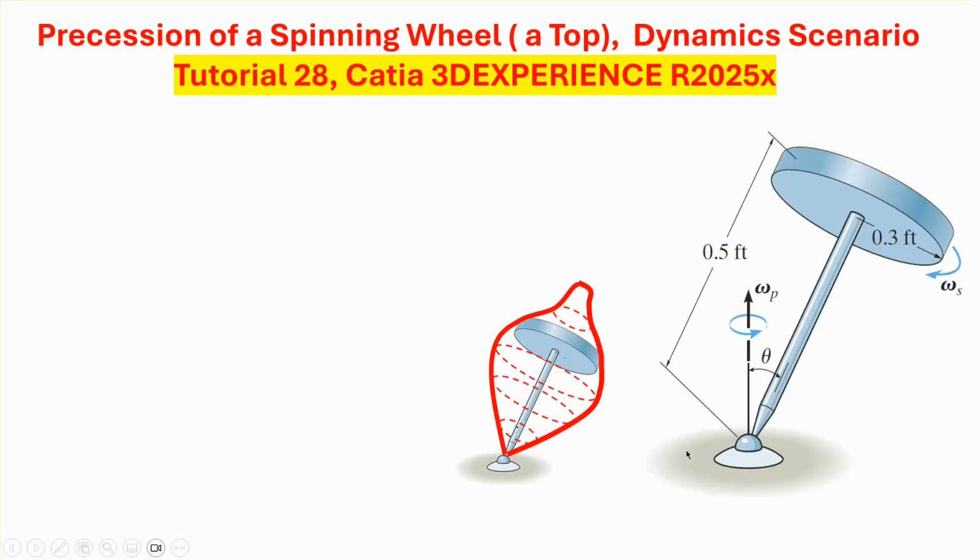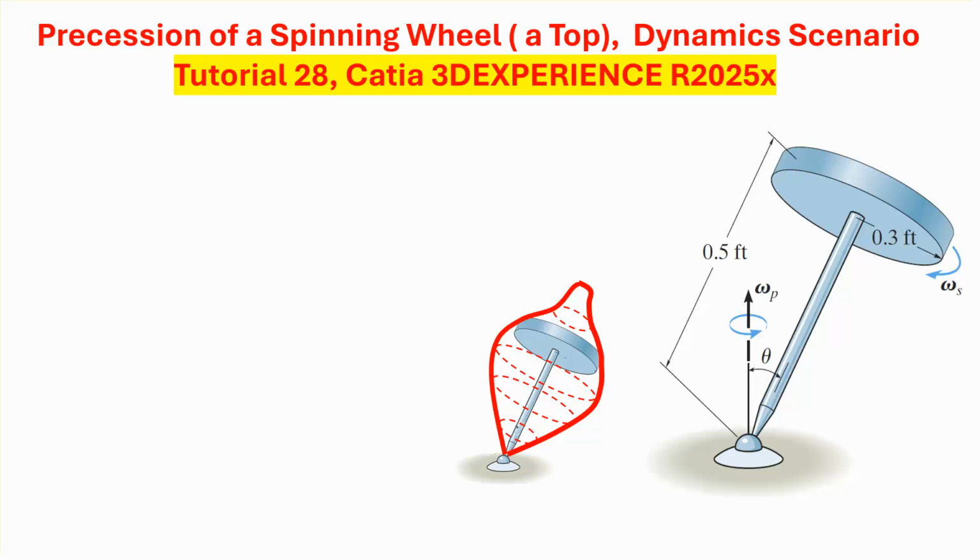Good day, folks. This is tutorial number 28, where I'm going to be discussing the precession of a spinning wheel or a top using the dynamic scenario modeling of the CATIA 3D Experience platform. Generally speaking, when I make these tutorials, I do something that essentially works. But here, I'm going to show you the issues that I ran into when I tried to do this problem.